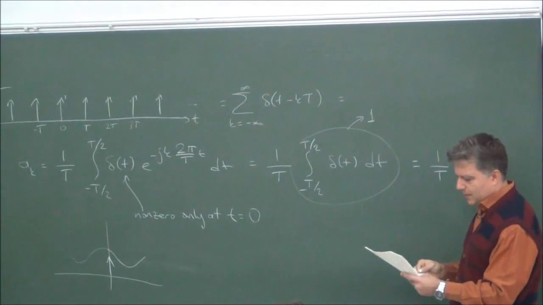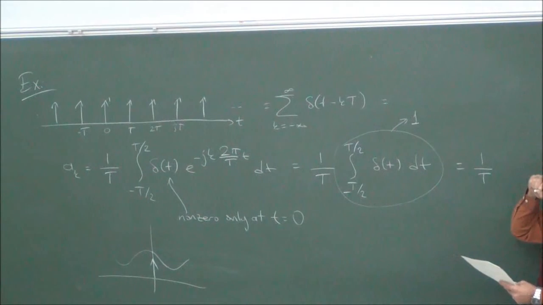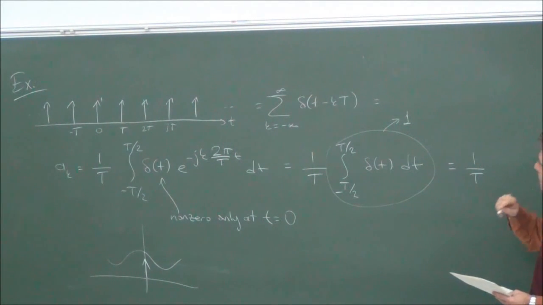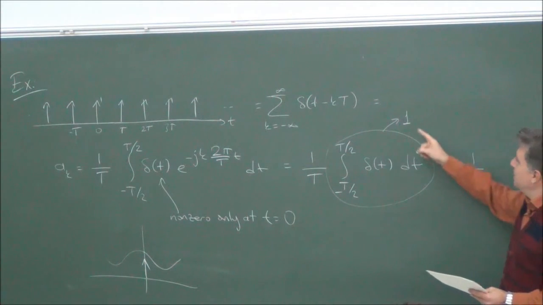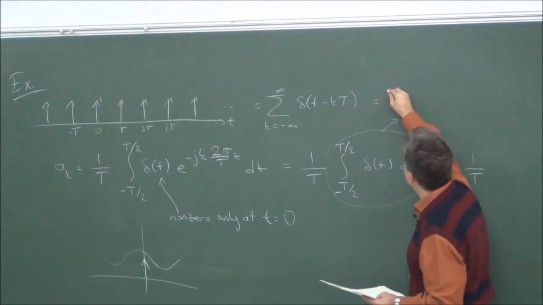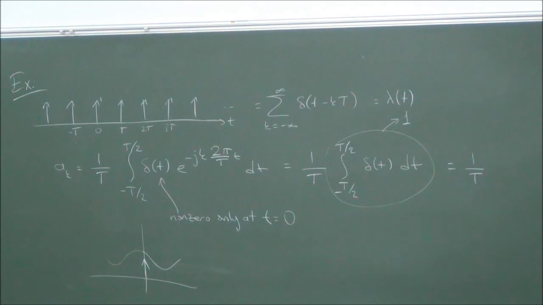We should better give a name to that, but we are running out of names. What kind of a name can we think of? Give me a letter. Lambda. Good. Okay, that's lambda of t then, the impulse train.